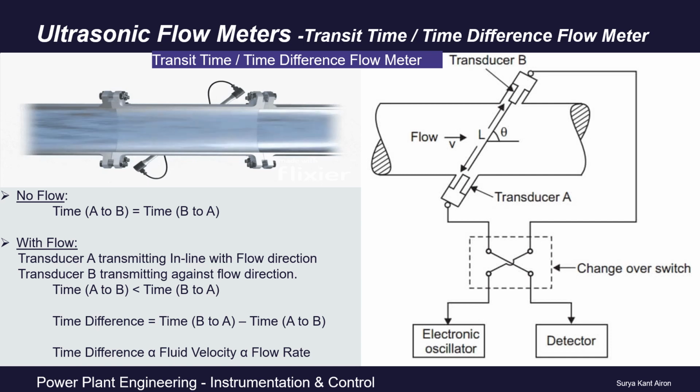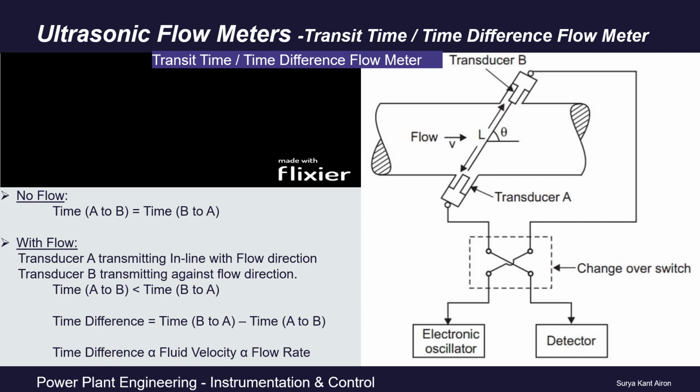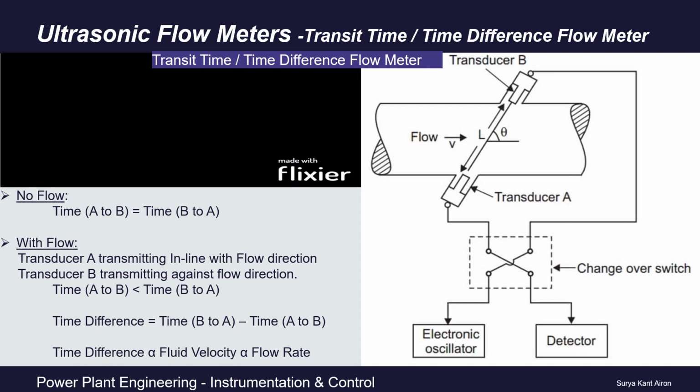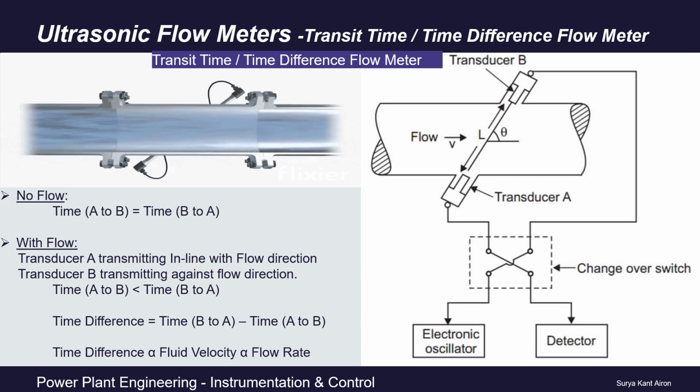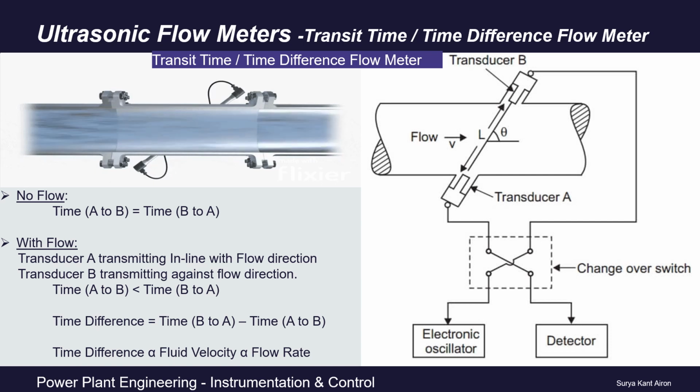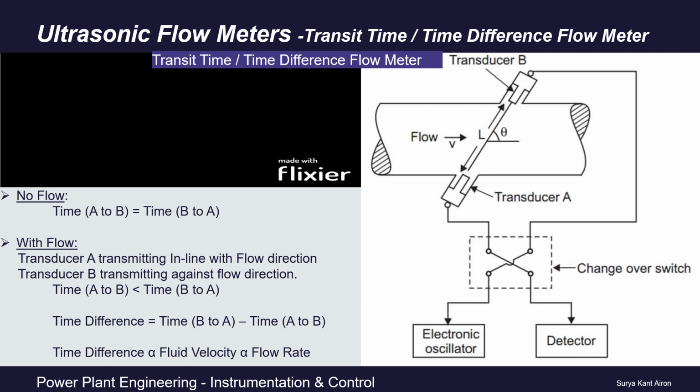The time difference between the two is calculated as time B to A minus time A to B. In both cases, the transmitter is transmitting the same frequencies. Thus, the time difference is only due to fluid flow. Clear? As the fluid flow rate increases, this time difference also increases, and vice versa.